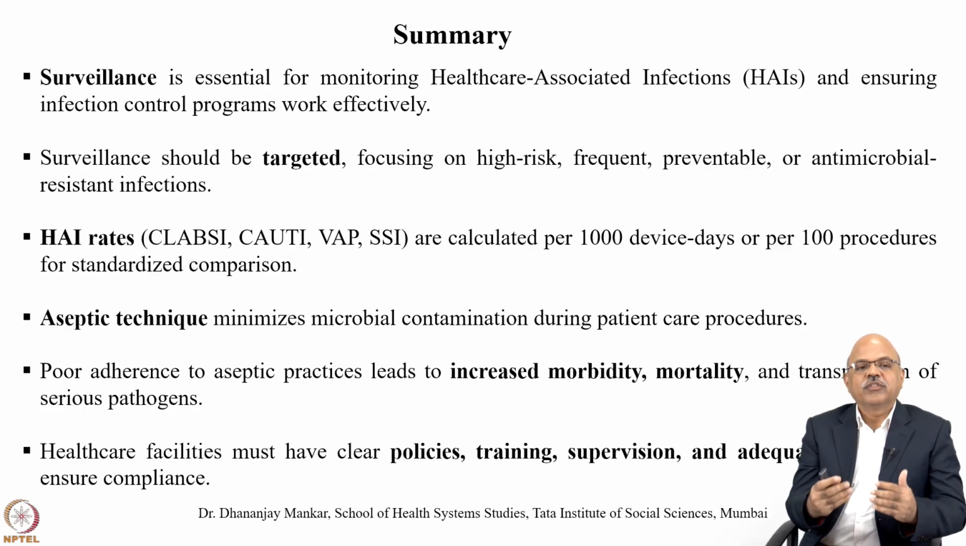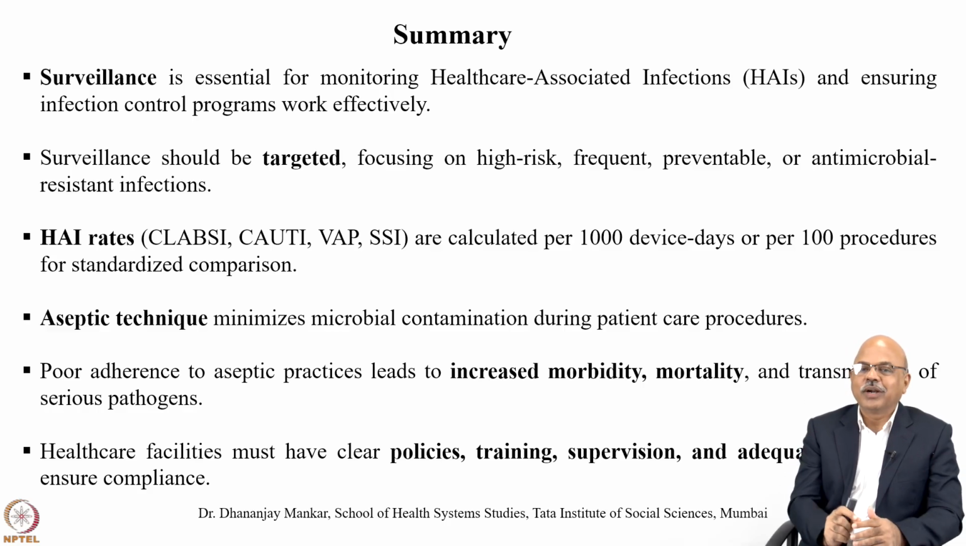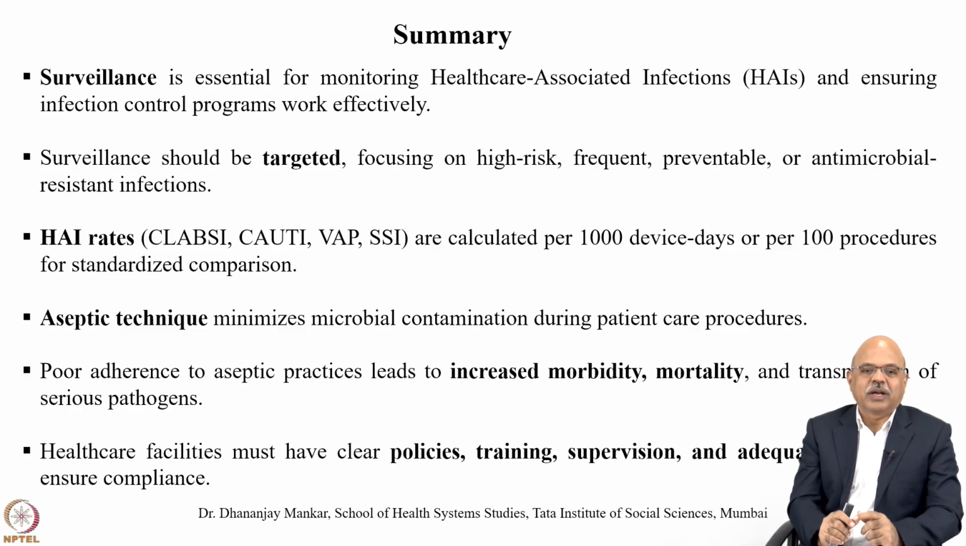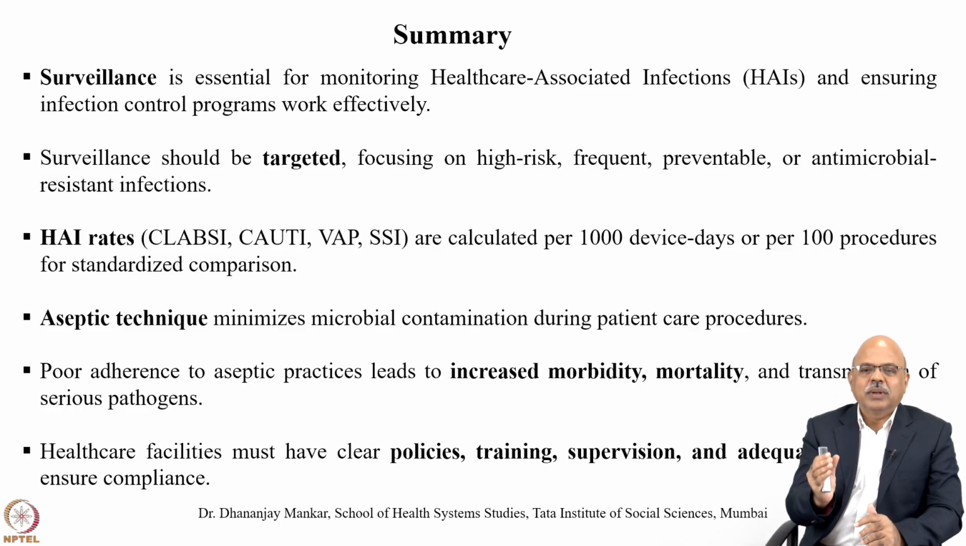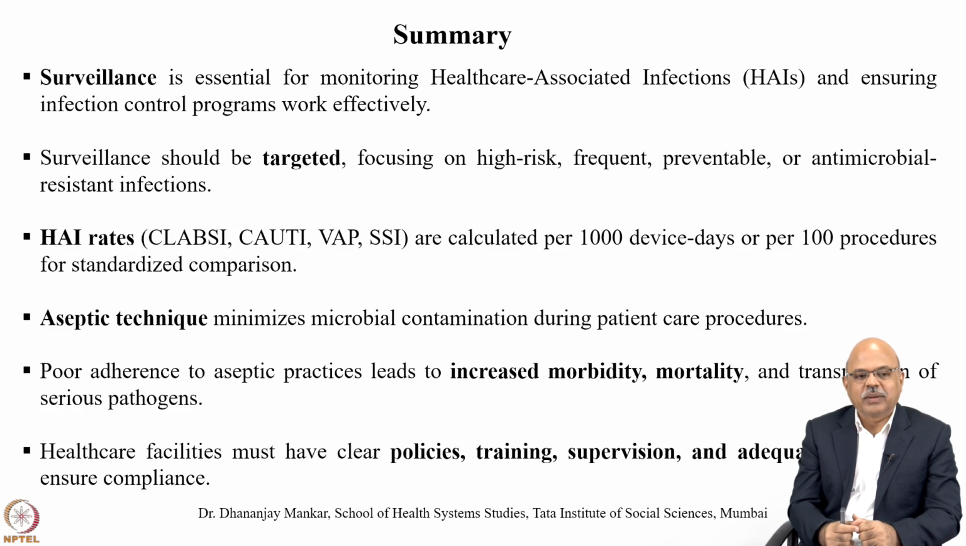At the end of this chapter, I would like to emphasize that surveillance is essential for monitoring healthcare associated infection and ensuring that infection control programs work effectively. Surveillance at the healthcare institution should be targeted, focusing on high-risk, frequent, preventable, or antimicrobial resistant infections. It should be planned and target oriented, with strategies to deal with the areas which sometimes make it difficult for the infection control team to move ahead.